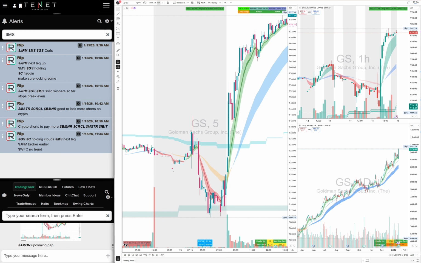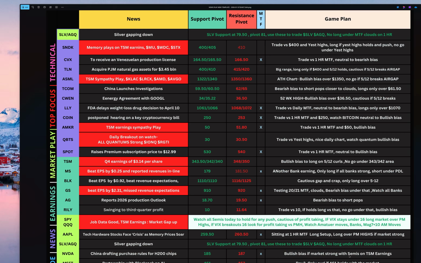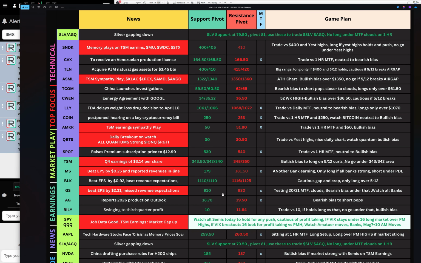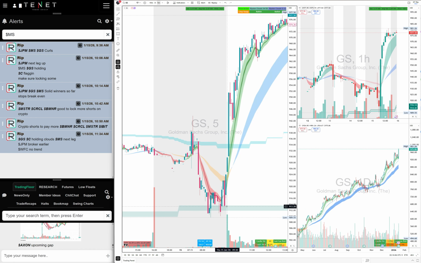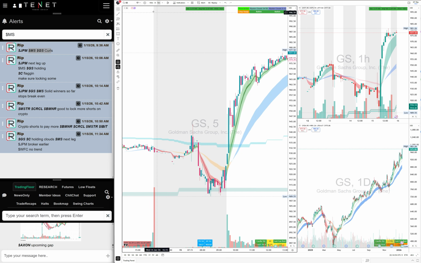So Goldman Sachs, what was the game plan in the pre-market? Let's go take a look. The plan was 910 support, 920 resistance, testing 2021 MTF. Bearish under that, watch all the banks. But what happened? It bounced from that. It curled here. That's why it became a long here. And from there on, Morgan Stanley ran up all the way.